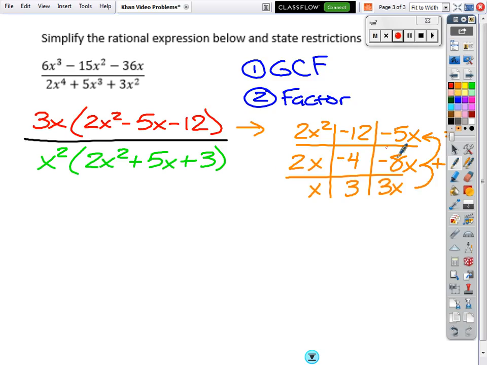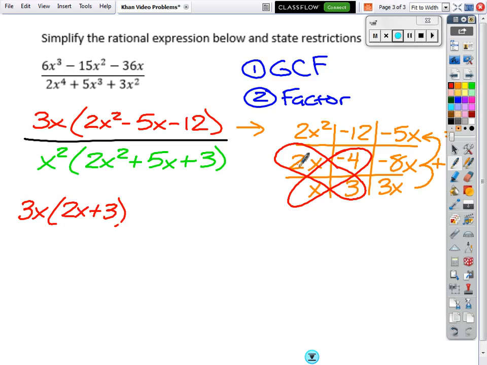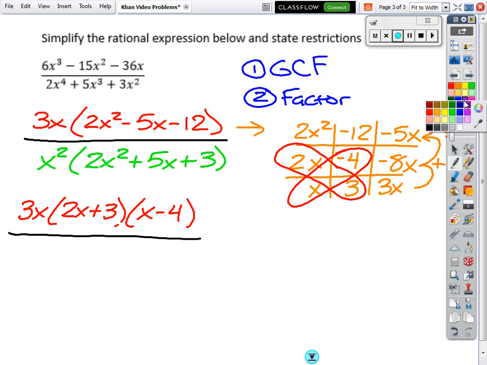Here's the biggest key to this factoring method. In the end, my factors are contained within these 4 squares. However, I must crisscross. So that means this top expression can now be written as 3x times the quantity of 2x plus 3, since we have a 2x and a positive 3, times the quantity of x minus 4, since I have an x and a negative 4. I will illustrate the same for our bottom expression.